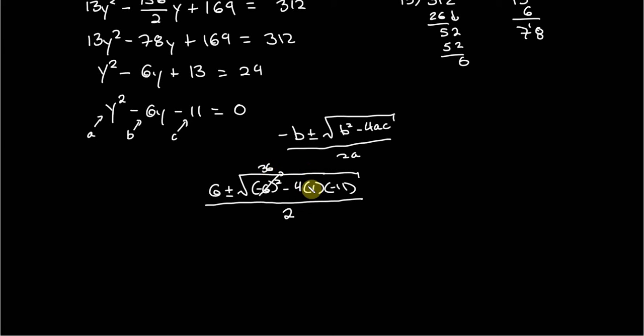Negative 4 times 1 is negative 4, times negative 11 is 44, so it's going to be plus 44. 36 plus 44. Well, 36 plus 4 is 40, and you're left with 40, so it's going to be 80. So we have 6 plus minus, and all of this right here simplifies to 80. So we've got the square root of 80 over 2.